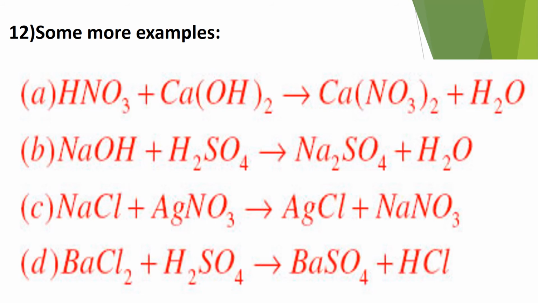Right, here some more examples are given. So look at this and let us solve them one by one. The first one is HNO3. Let me take another color so that you can easily observe how I am writing the numbers. HNO3, that is nitric acid, combines with calcium hydroxide, which is slaked lime, to form calcium nitrate and water. Now how to balance this? Let us see the numbers. You have to play with numbers here.